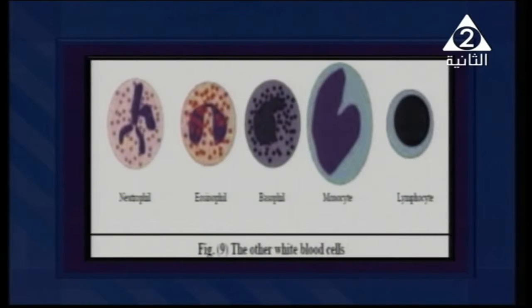These are the different types of white blood cells, and as we said, we classify or divide them according to their granules. We have neutrophil, eosinophil, basophil, monocyte, and lymphocyte, and each one of them has an important role in attacking and engulfing the pathogen or any virus or bacteria that invades your body.